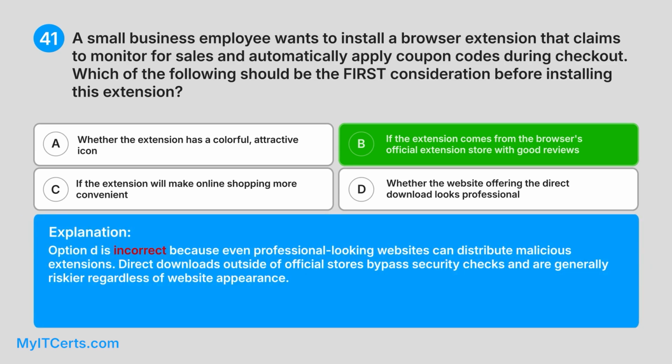Option D, whether the website offering the direct download looks professional, is incorrect because even professional-looking websites can distribute malicious extensions. Direct downloads outside of official stores bypass security checks and are generally riskier regardless of website appearance.